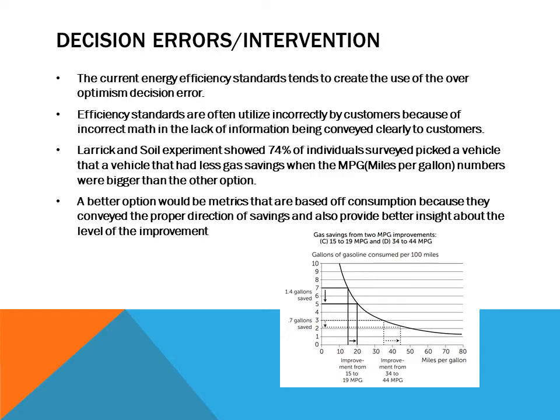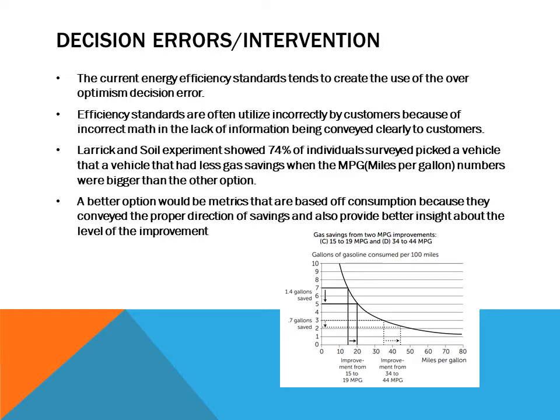I'm sorry, when you look at the actual consumption for this experiment, which was based on gallons of gas consumed per 100 miles, the vehicle that had the 34 to 44 miles per gallon only saved about 0.7 gallons of gas per 100 miles. The vehicle that was rated for 15 to 19 miles per gallon saved about 1.4 gallons of gas per 100 miles. In the graph at the bottom of the screen, you can see the difference.